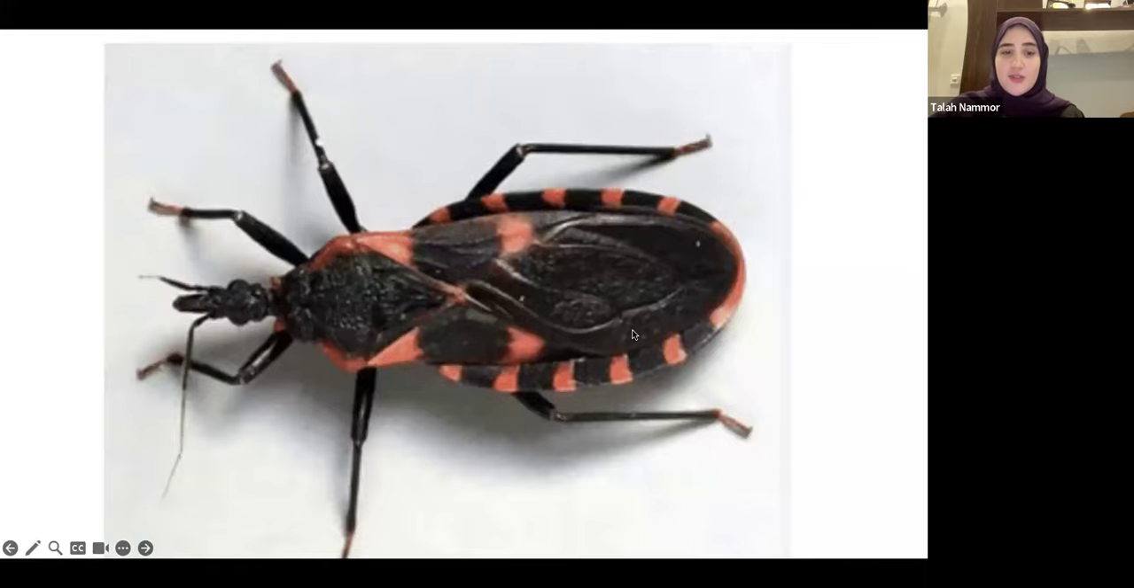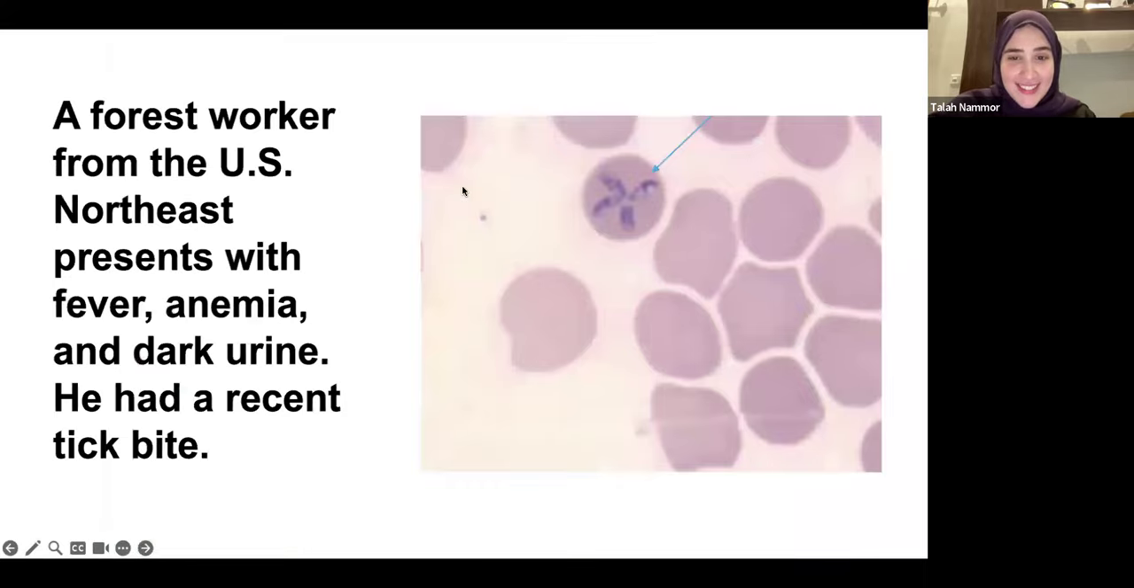Unpopular opinion, the reduviid looks cool. I don't know. Maybe. I don't see it.